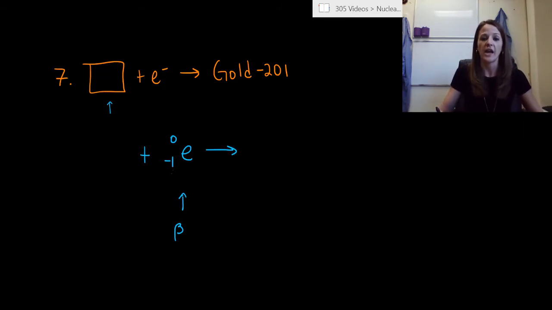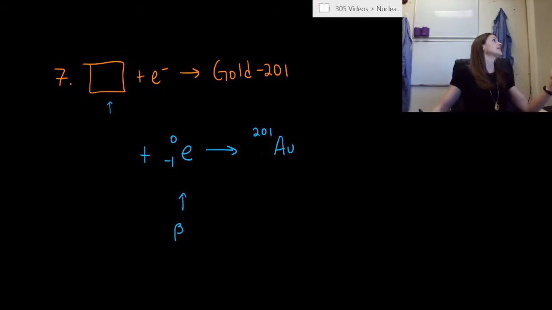All right, so now we are adding it to a beta particle, and then we're going to produce gold-201. Gold has the symbol Au. 201 is the mass number, so that becomes the superscript. And now we just have to go to the periodic table and find gold and figure out how many protons it has. Gold actually has an atomic number of 79.